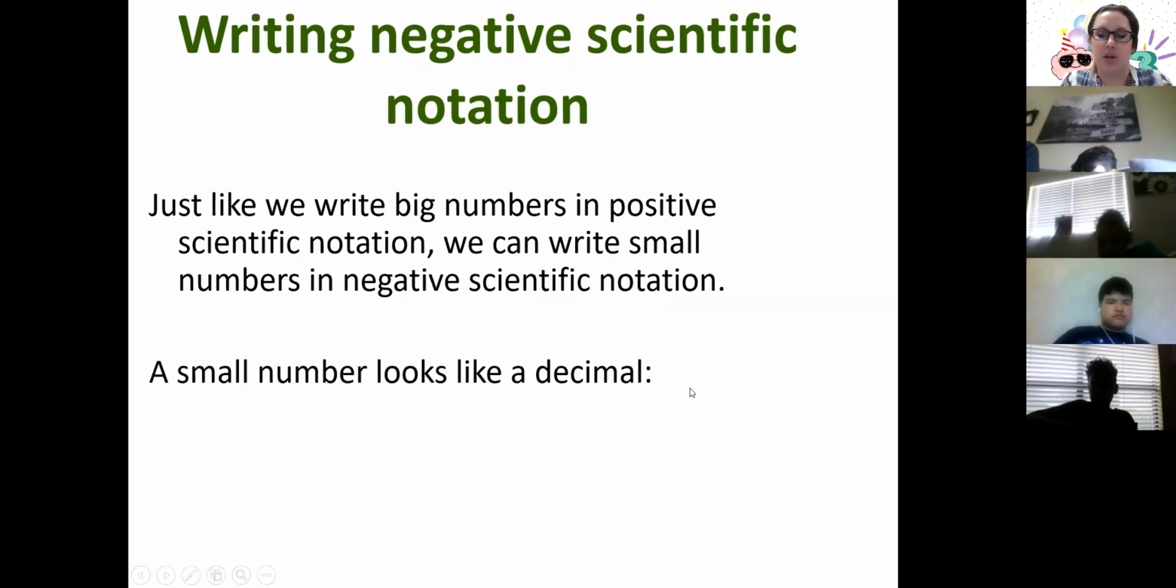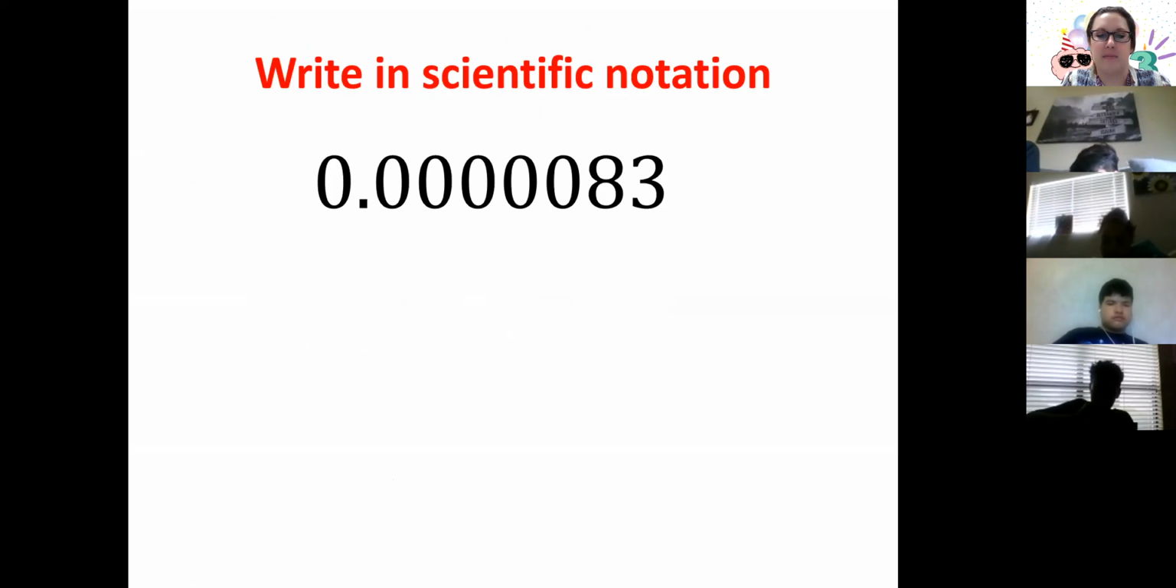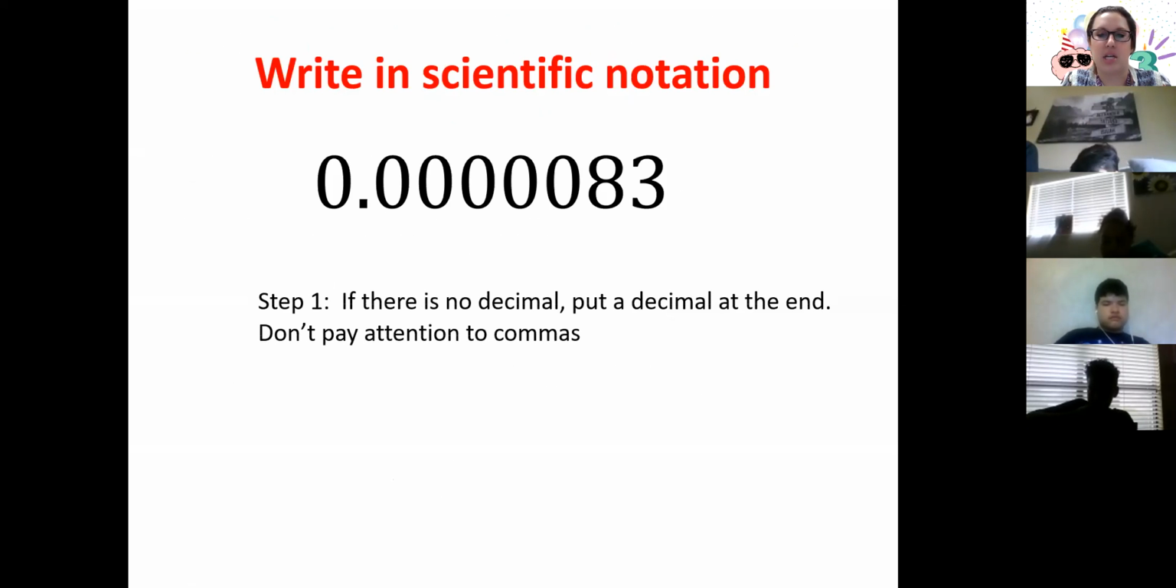So this is what a small number looks like. It's like a decimal. That is a small number, like way less than a penny. Okay, we're talking tiny, tiny, tiny numbers. So here are our steps. Step 1, if there's no decimal, put it at the end. But there is a decimal, it's right there at the front.